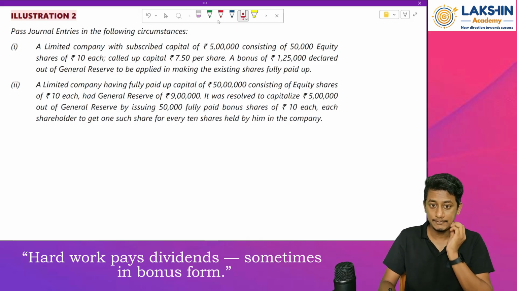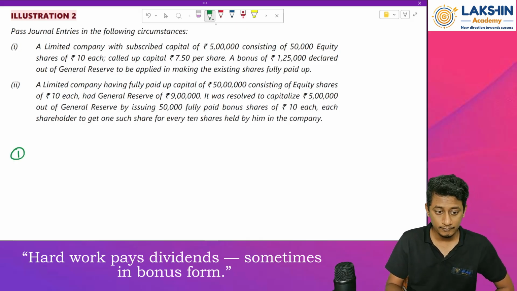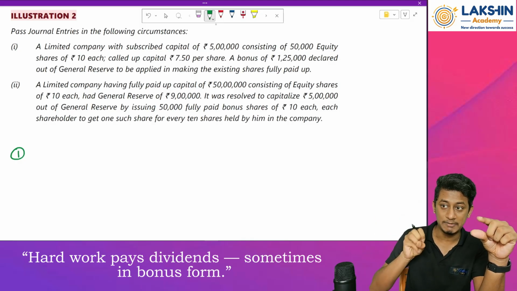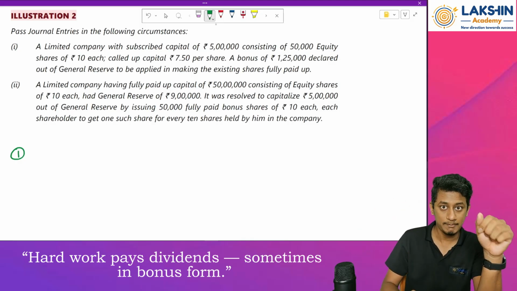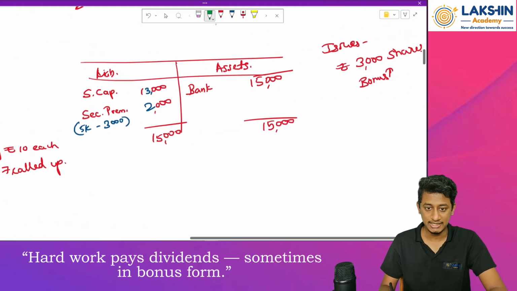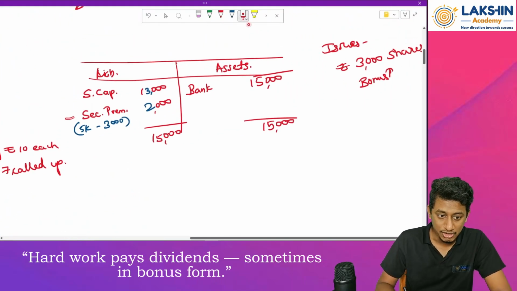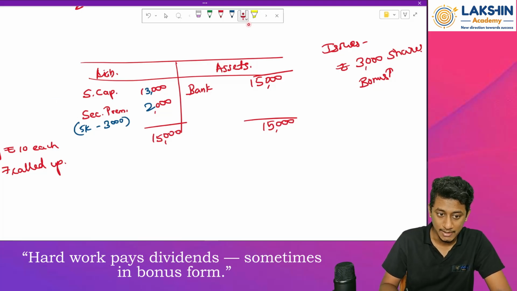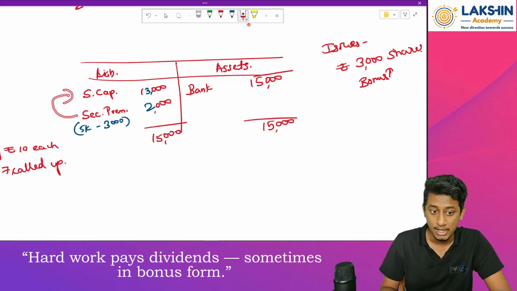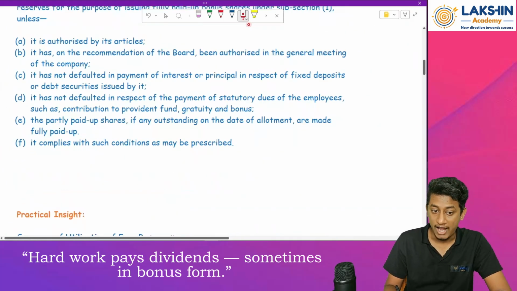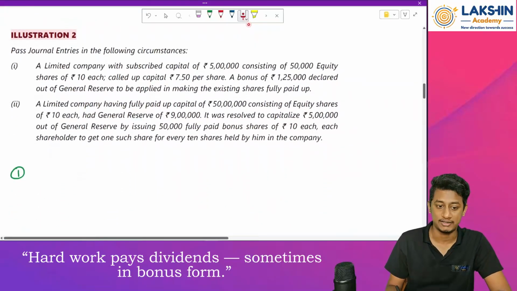So the entry will be the first entry. Since I am using the money through my reserves, that means my reserve balance will reduce, right? Basically, what is happening over here is, as per this example, amount from securities premium was transferred to the share capital. So securities premium value decreased, whereas share capital value increased. So now here also I need to pass the entry to show this effect.